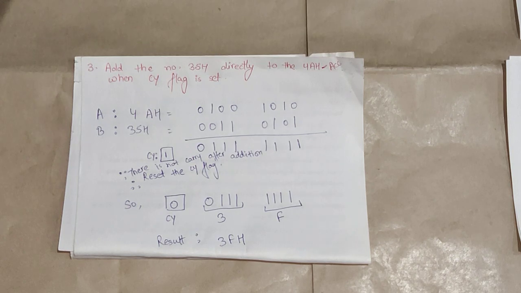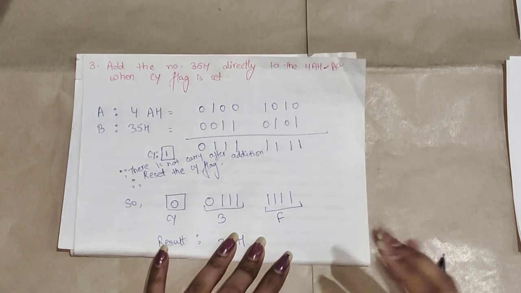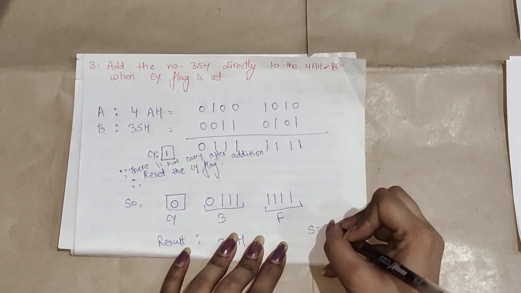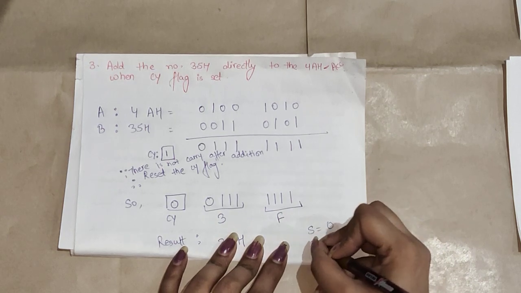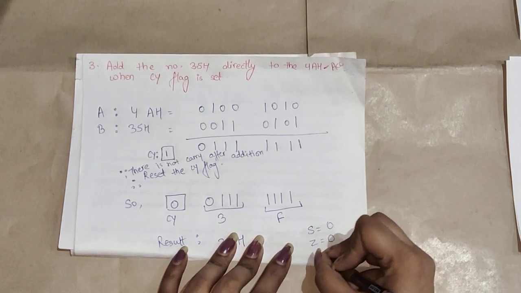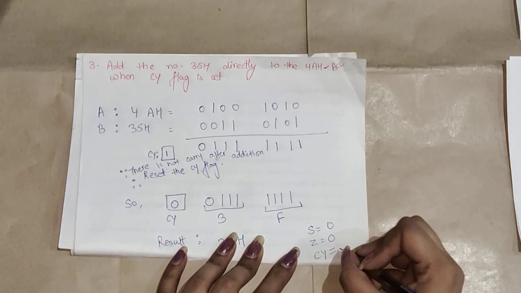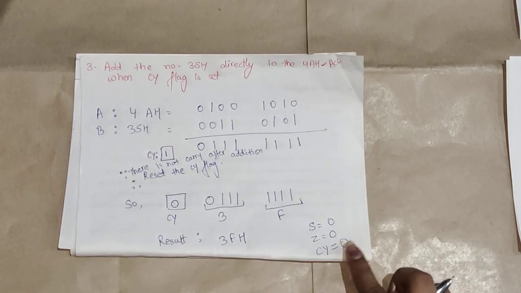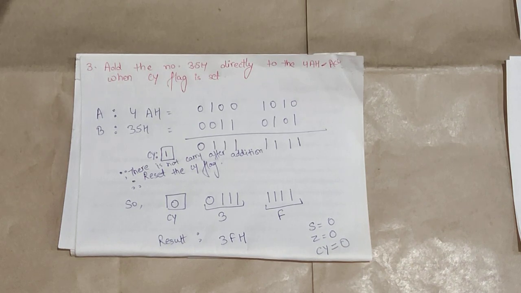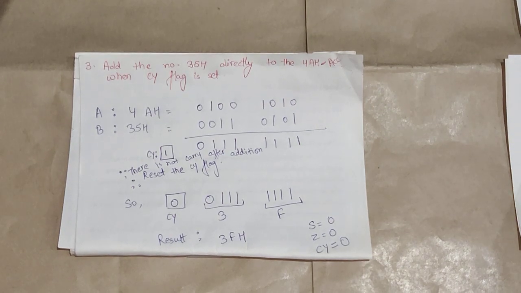Clear? And if we talk about the status of flags, then sign would be 0, zero would be 0 and carry will be 0. Why? Because we have reset the carry. Okay? So we are done with 3 questions. Now let's move to the 4th question.